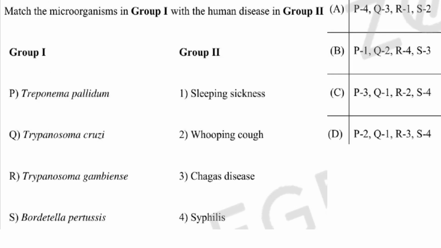Match the microorganism in group 1 with the human disease in group 2. Treponema pallidum causes syphilis. So P4. P4 is there only in A, so A must be the answer. Trypanosoma cruzi is Chagas disease. Trypanosoma gambiense is sleeping sickness. And Bordetella pertussis is whooping cough. So P4, Q3, R1, S2, A is the answer.